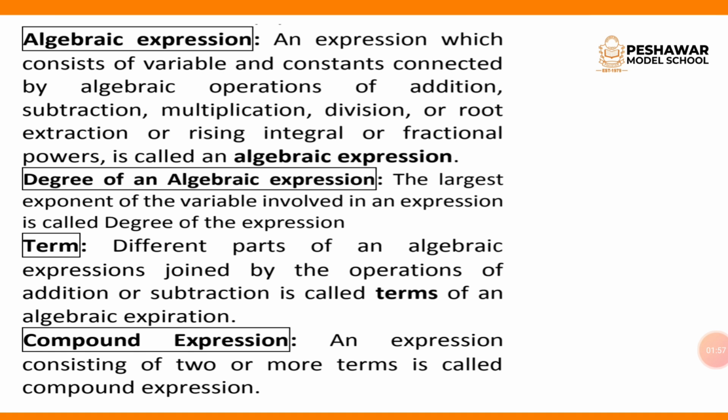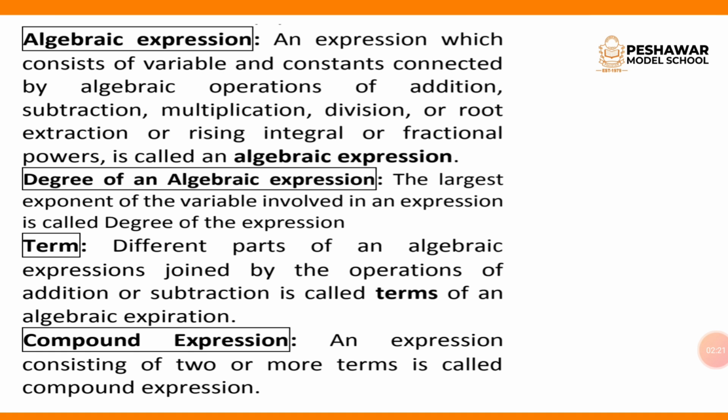Different parts of an algebraic expression joined by the operation of addition or subtraction are called terms of an algebraic expression, or the quantity which is separated by the operation of addition or subtraction is called a term of an algebraic expression. What is a compound expression? An expression consisting of two or more terms is called a compound expression.